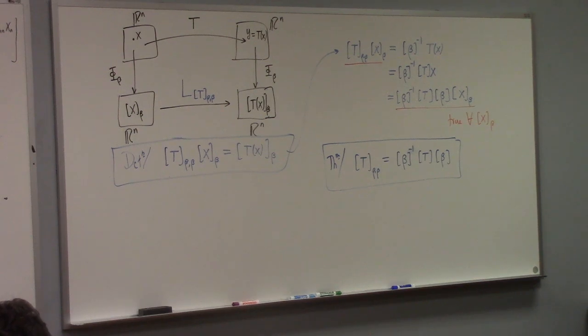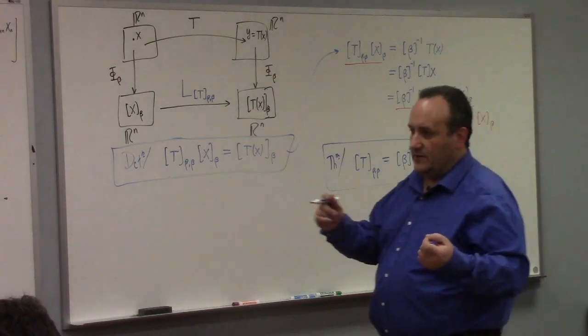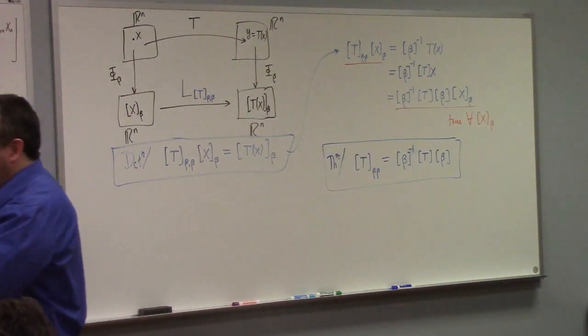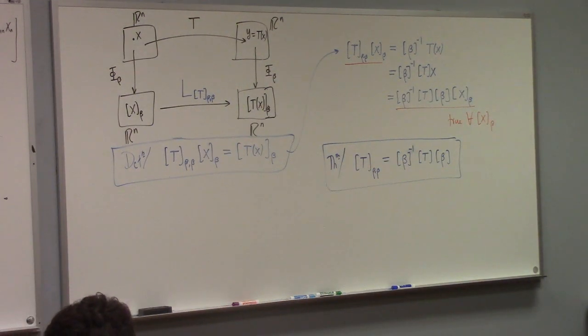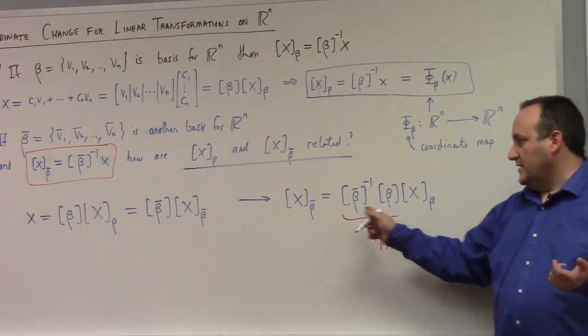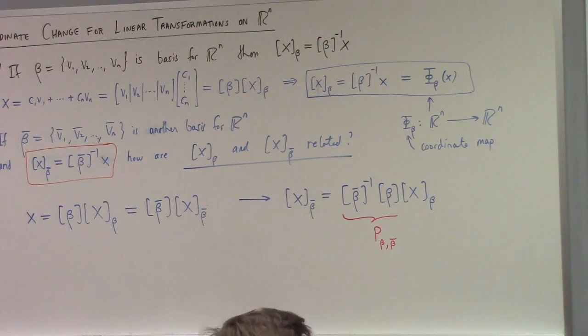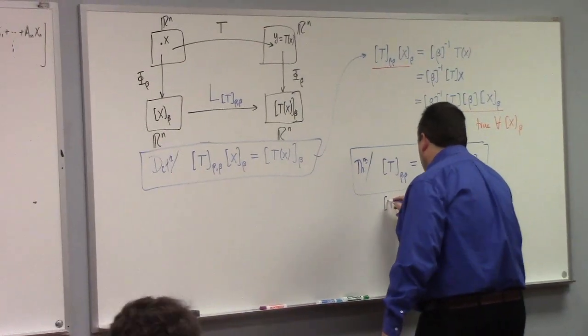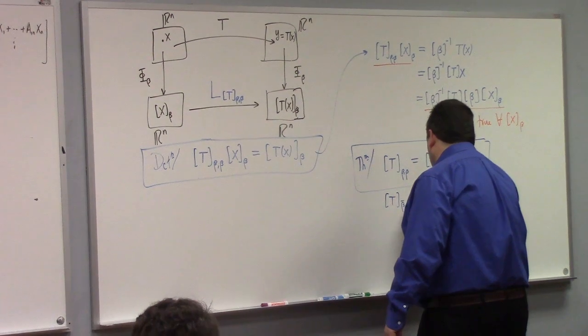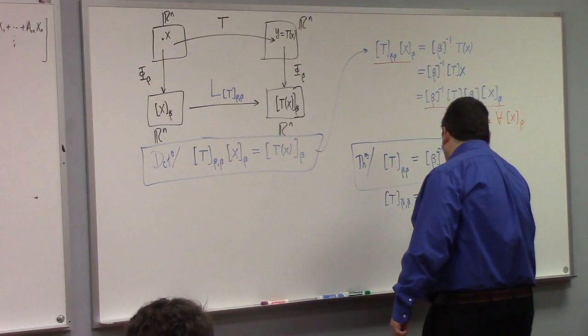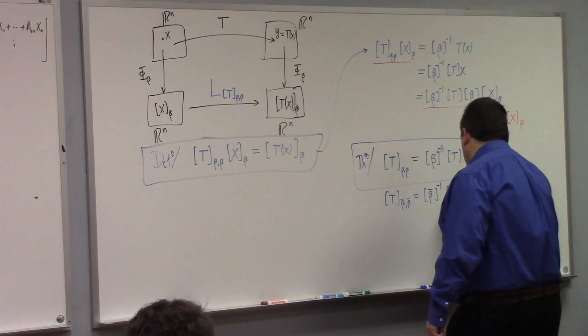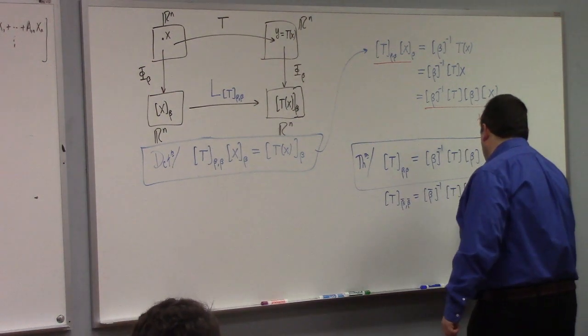What if you wanted to do the same thing we did at the start of class and relate the matrix of a transformation with respect to two different choices of basis? What would be the analog of this rule, but for the matrix of the transformation? What I would do is just write down the corresponding rule for the barred basis. So you got beta bar inverse times the standard matrix of T times the beta bar basis.